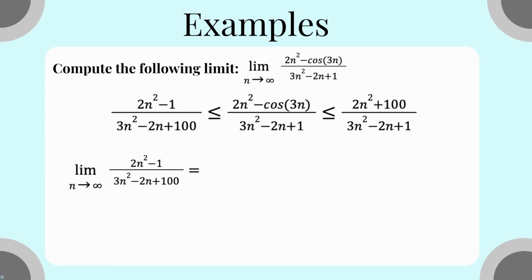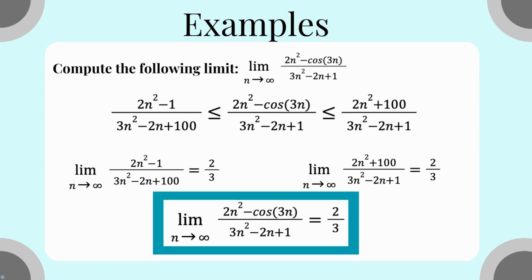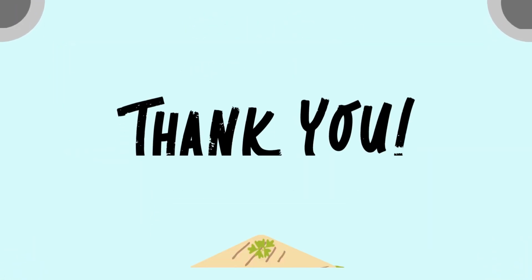In the next step, we're calculating the limits, so let's start with the limit of the smaller sequence. It is equal to 2/3. And then we're calculating the limit of the bigger sequence. That is also equal to 2/3. So both of our limits are equal to 2/3, and that means that the limit of our main sequence is also equal to 2/3.